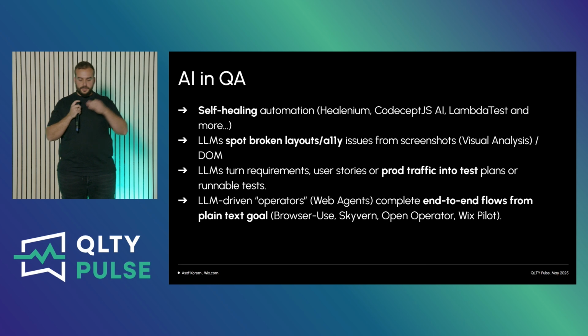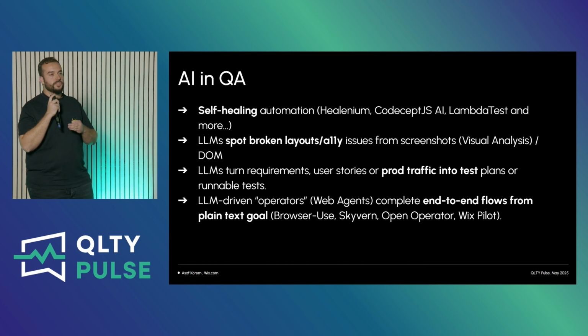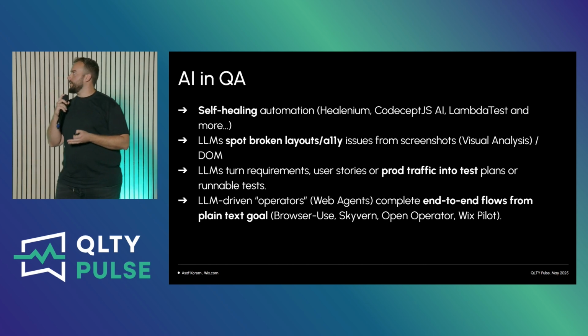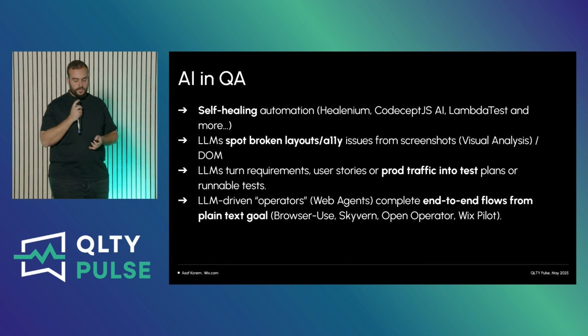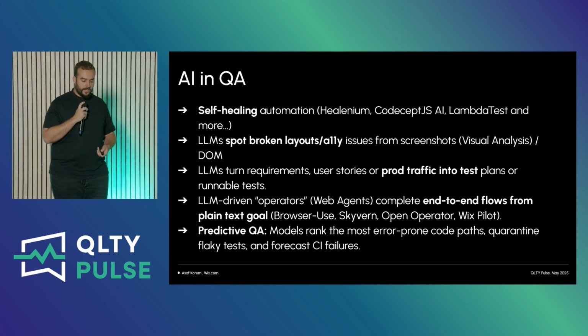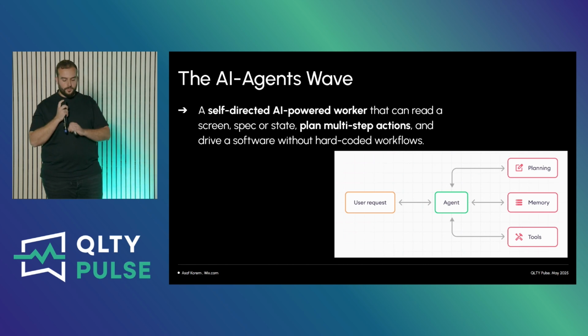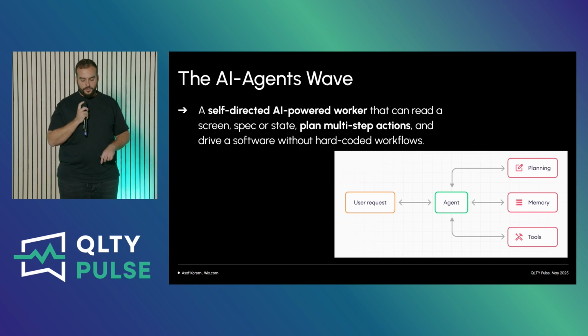And there is a new wave of operators, web agents that can perform full flow automation based on just a requirement, a high-level goal. A lot of big companies started to work on that, like OpenAI and Google. I will show you some video right after the slide, but before I show that, I think I need to explain what is an AI agent. So I will provide a quick definition.